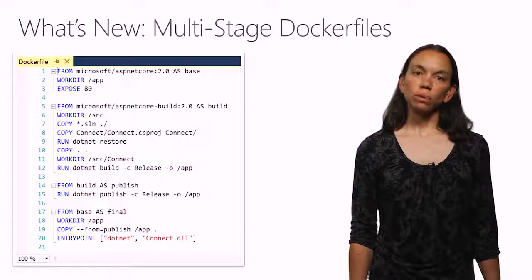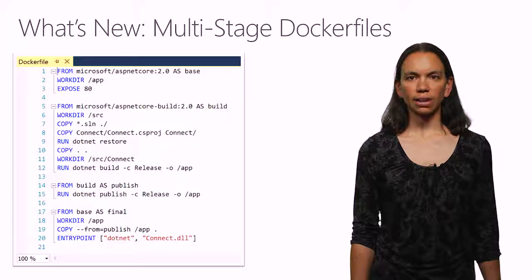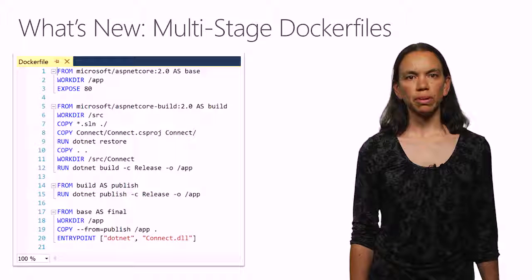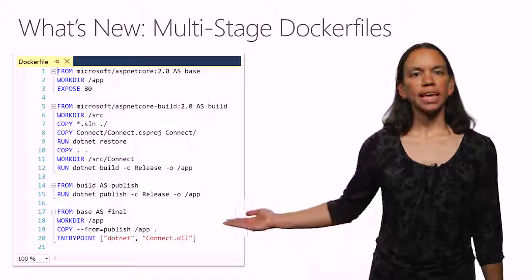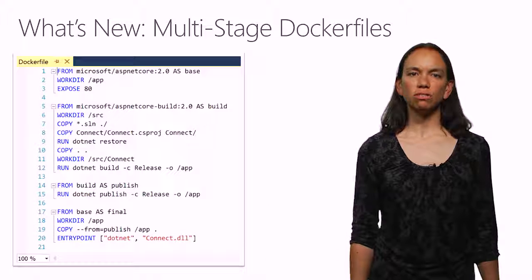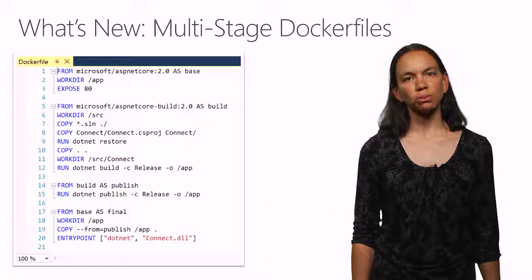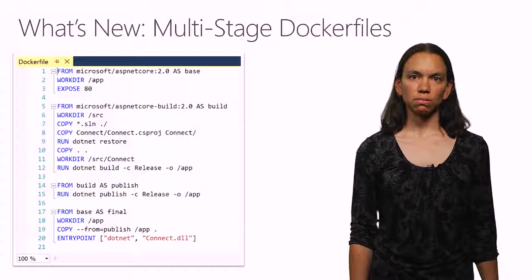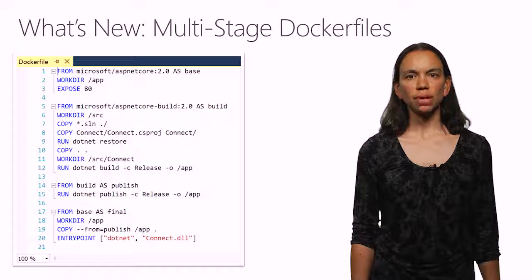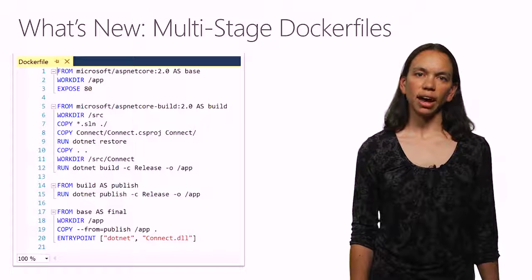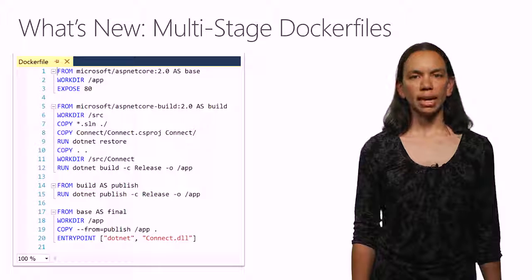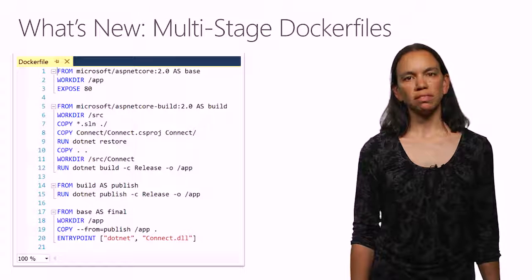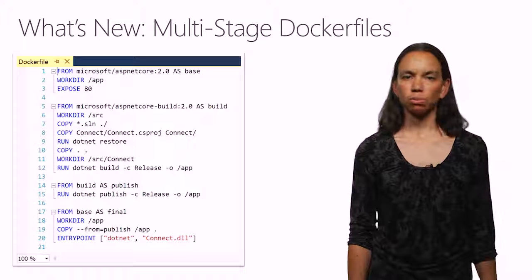We've also added support for multi-stage Docker files, which allow you to easily build and deploy optimized Docker images. Here is an example of a Docker file created automatically by Visual Studio. You can see that there are multiple from statements. The first from statement creates the image that Visual Studio runs so that I can test my Docker image locally. The remaining from statements create an optimized image that I can use when I'm ready to deploy.